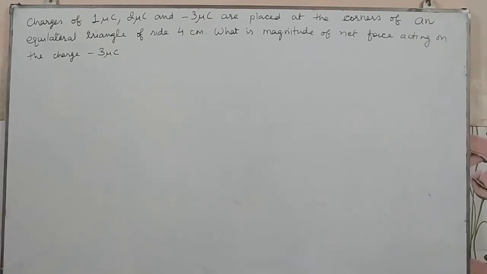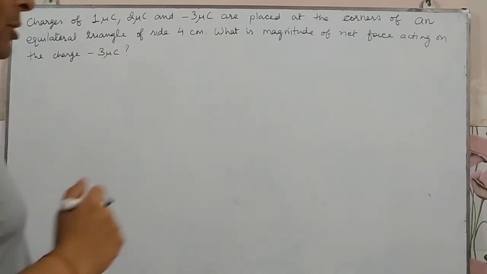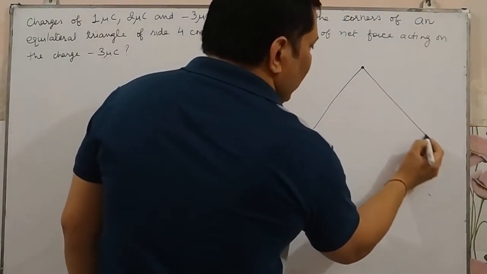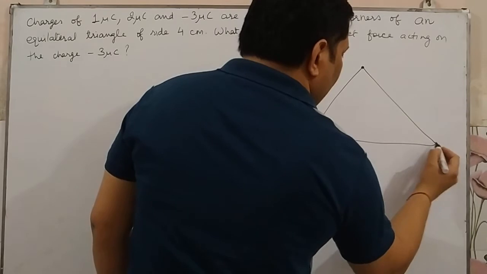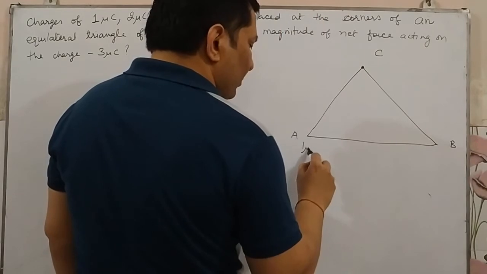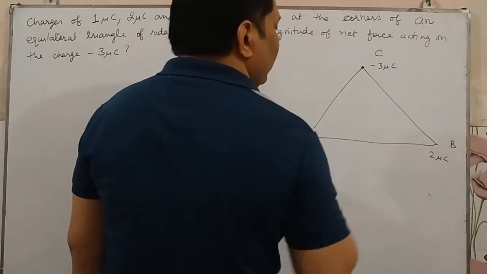First, charges of 1 microcoulomb, 2 microcoulomb and minus 3 microcoulomb are placed at the corners of an equilateral triangle of side 4 cm. We need to find the magnitude of the net force acting on the charge minus 3 microcoulomb. For that purpose, first of all, draw the diagram. It's a diagram for an equilateral triangle. Name the corners A, B, and C. Now we have 1 microcoulomb here, this is 2 microcoulomb, and this is minus 3 microcoulomb.